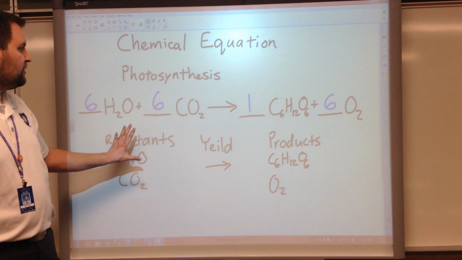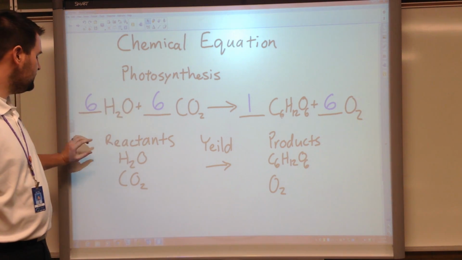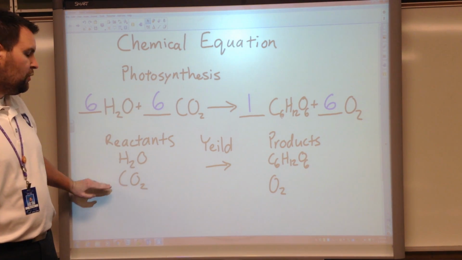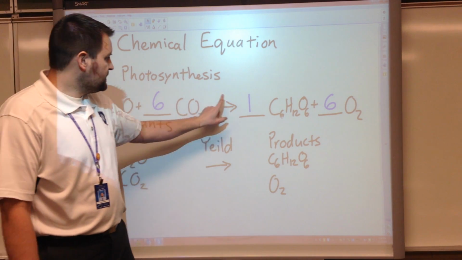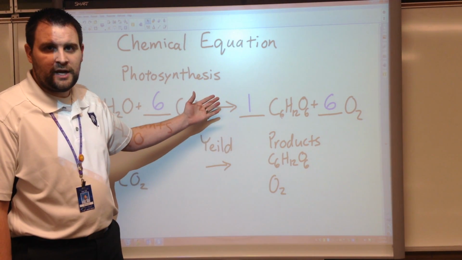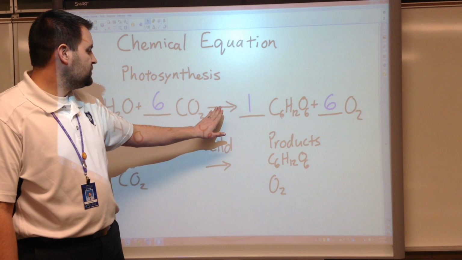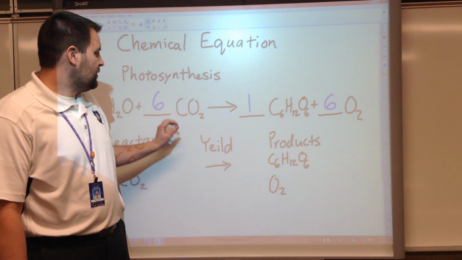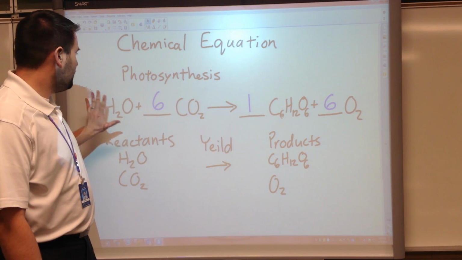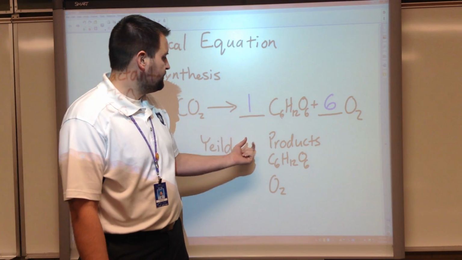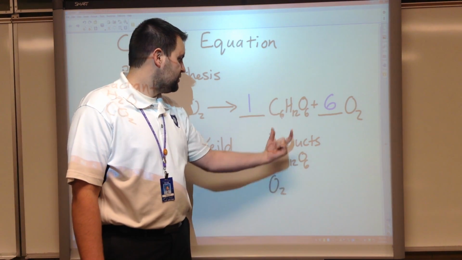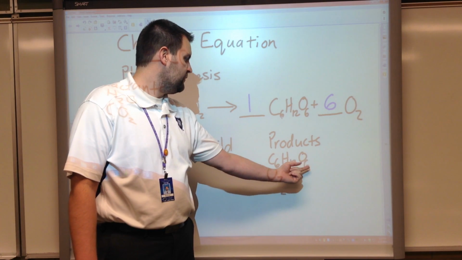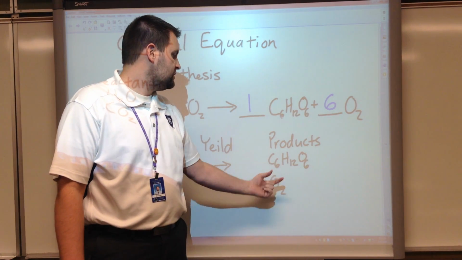On the left hand side you will have the reactants. So my reactants are H2O and CO2. And then you'll see this yield. In math you usually have an equal symbol, but in chemistry we use a yield symbol, which means that the reaction is going from the reactants to the products. Then my products are sugar, C6H12O6, and then oxygen, O2.